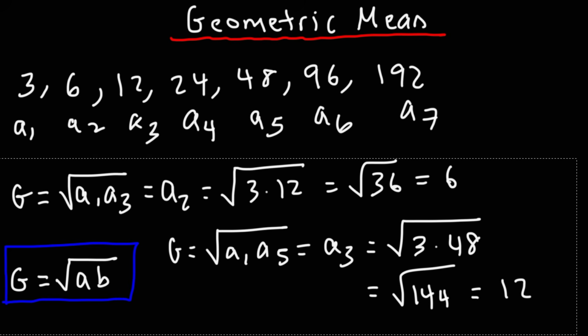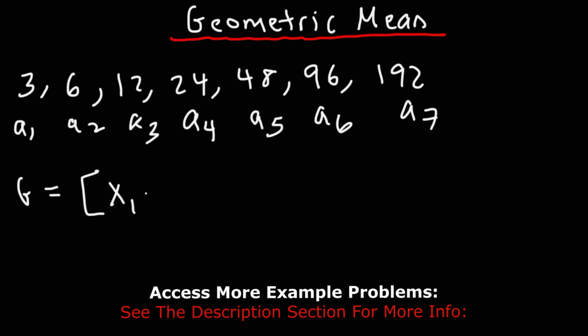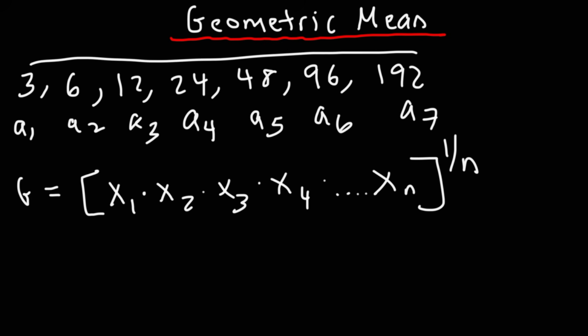But now sometimes you may want to find the geometric mean of many numbers, not just two. In this case, you could use this formula. It's going to be the product of those numbers, x1 times x2 times x3 times x4, all the way to x sub n, raised to the 1 over n. So let's say we want to find the geometric mean of these 7 numbers.